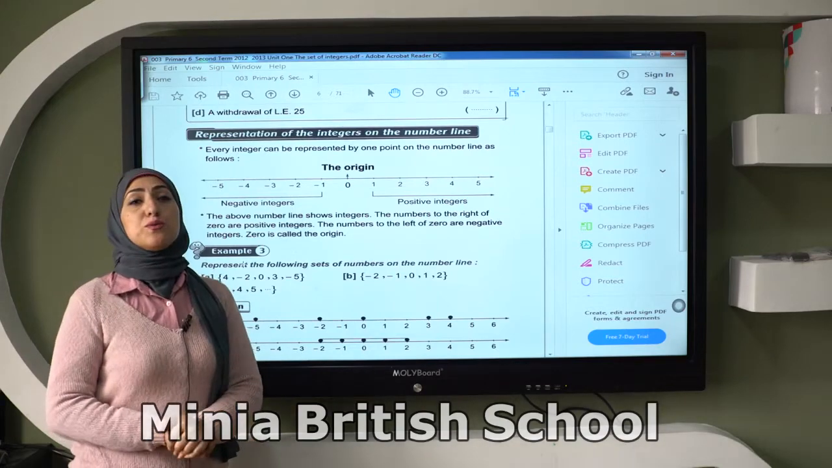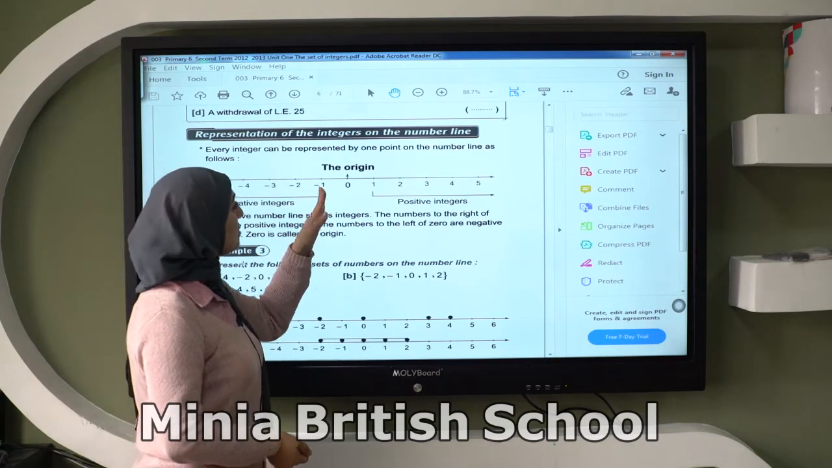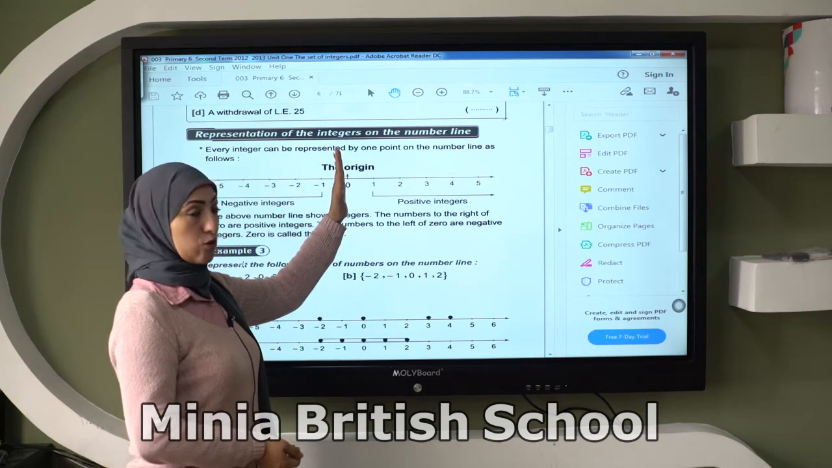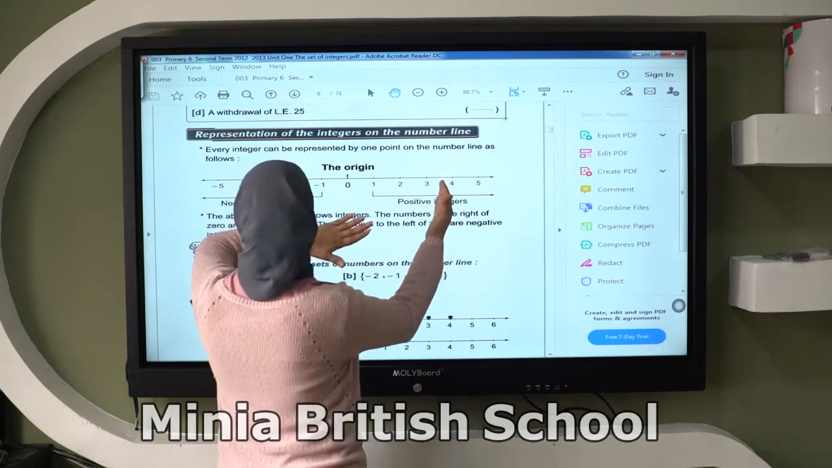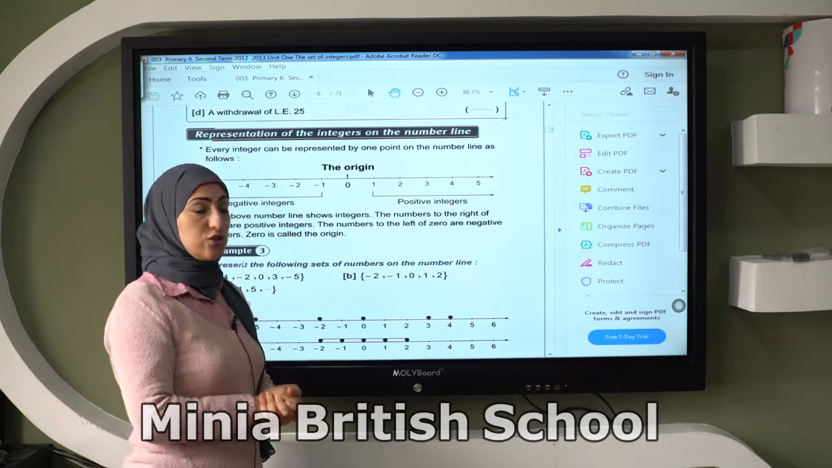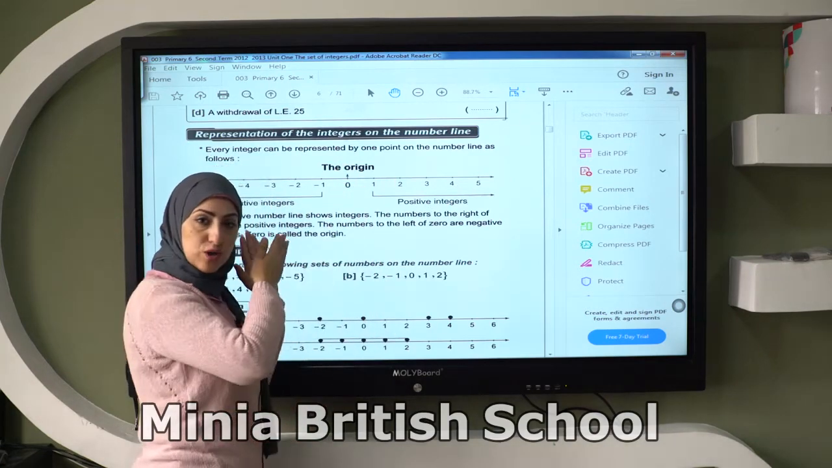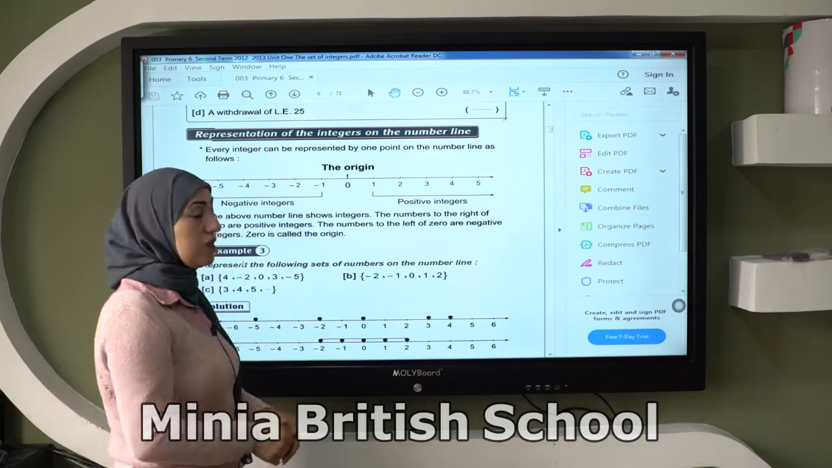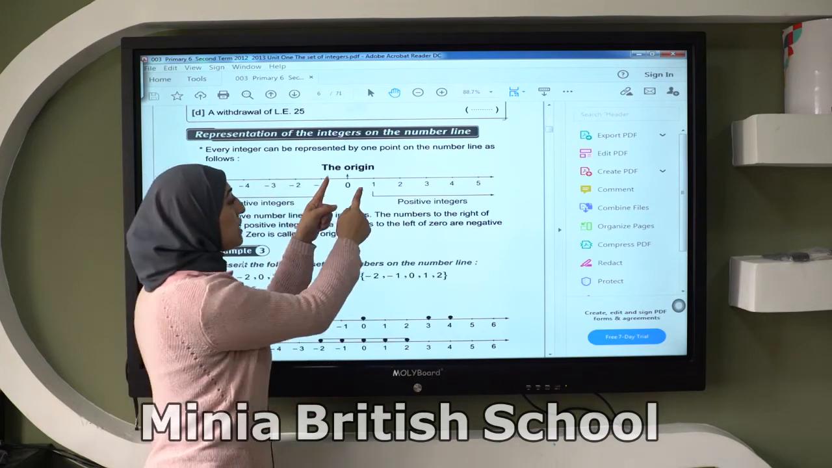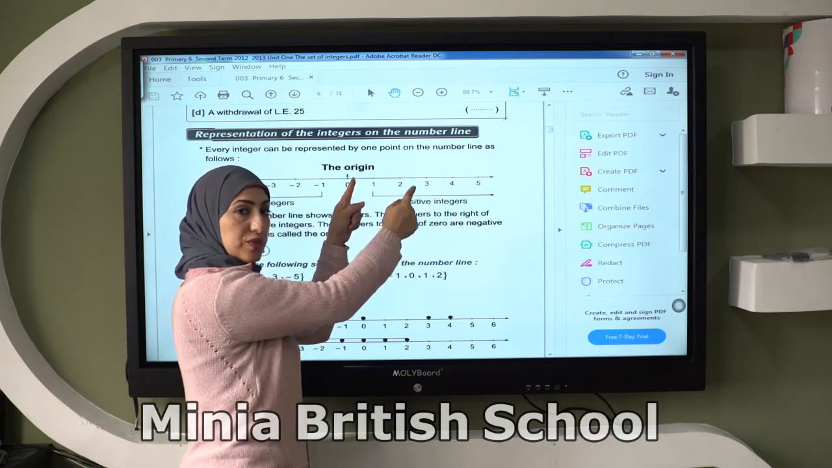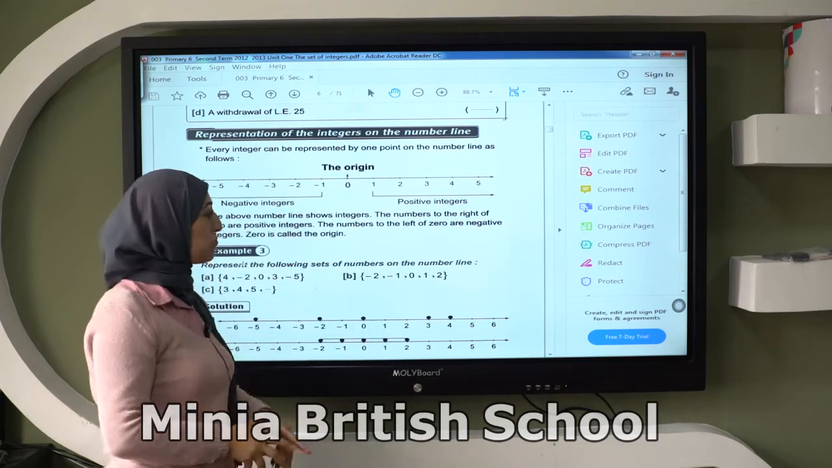If we want to represent these integers on the number line, okay, so here the origin is 0, and here on the right it's the positive integers, and on the left it's the negative integers. So here 1, 2, 3, 4, and here the same, negative 1, negative 2, negative 3, and so on. But the main point, you have to take care of it, okay, the equal distance between the numbers, the equal distance. It's very, very important, okay.